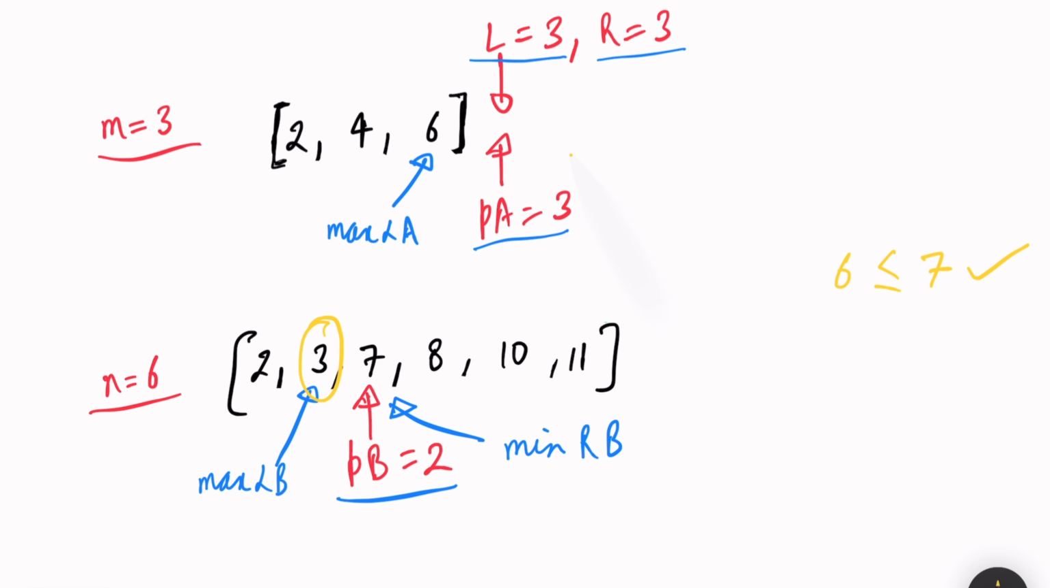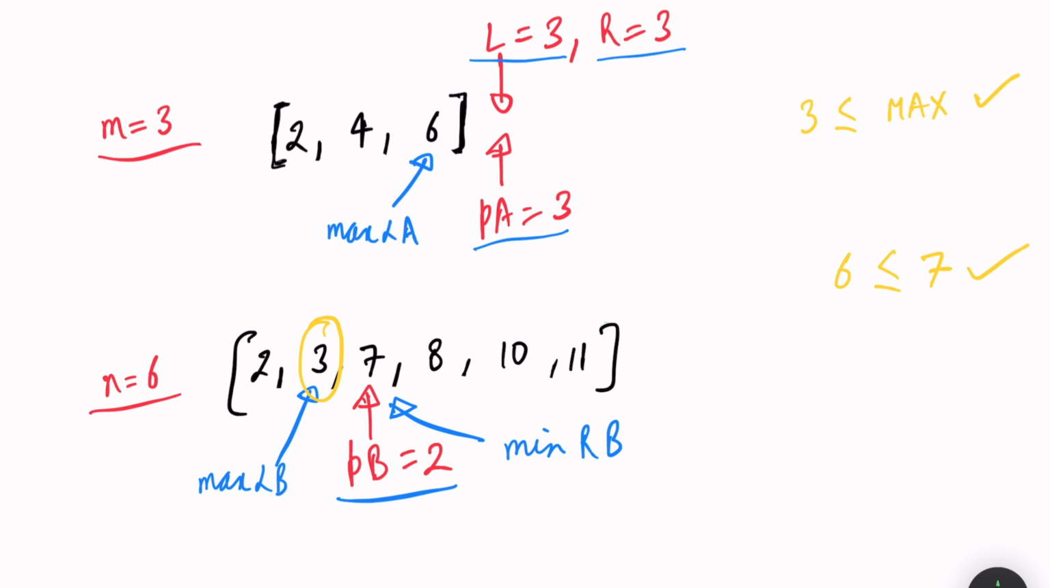but PA is out of bounds here, so we can use integer max value when PA gets out of bounds. So when PA becomes equal to M, we can use integer max value for min right A, and if PA would have become equal to 0, then for max left A we will have to use integer min value. So 3 is less than or equal to max value. So this is also correct.